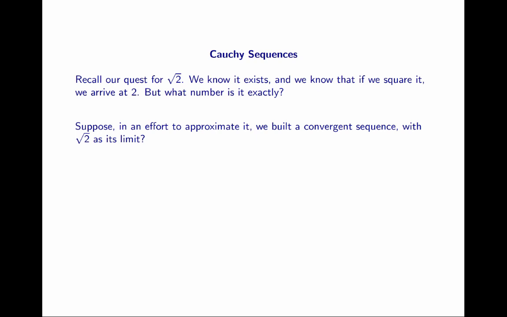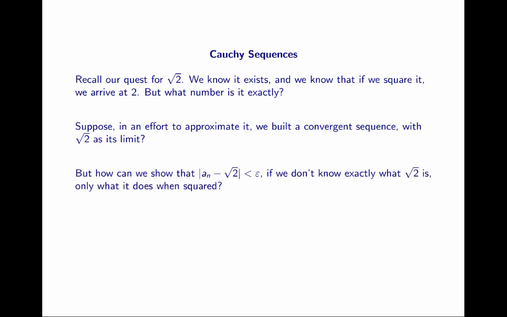Or even approximately? Suppose in an effort to approximate it, we built a convergent sequence with the square root of 2 as its limit. But how can we show that the difference of our sequence entry minus the square root of 2 is less than epsilon if we don't know exactly what the square root of 2 is, only what it does when squared?